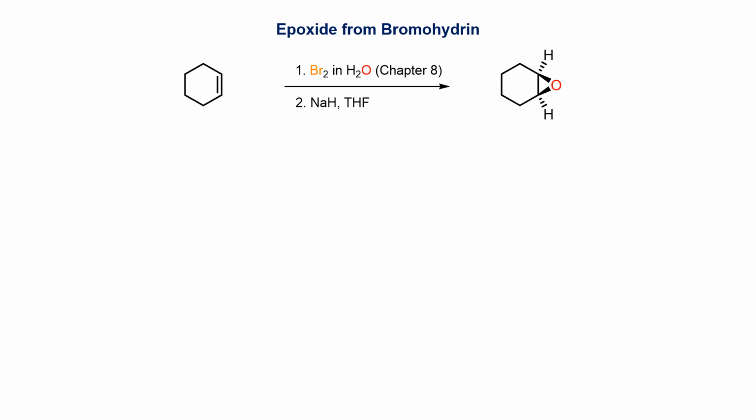An alternative method to using a peroxy acid in making epoxides is to employ a bromohydrin. This is accessible by adding water and bromine to an alkene. Treatment of the bromohydrin with a strong base then gives the epoxide through an intramolecular substitution reaction.